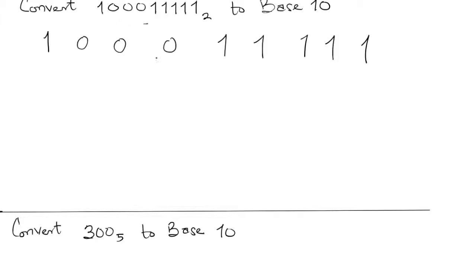And so what you do now is you write out the base you're converting from, in this case 2, starting from the right side. In this case, so that there is no confusion, let me write that in another color. So that will be 2 raised to the power 0, 2 raised to the power 1, 2 raised to the power 2, and you do that till you get to the last one: 2 raised to the power 3, 4, 5, 6, 7, 2 raised to the power 8.